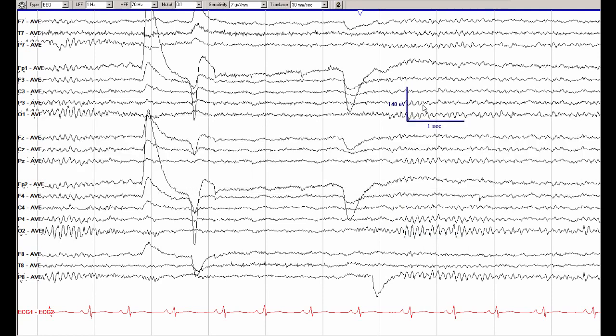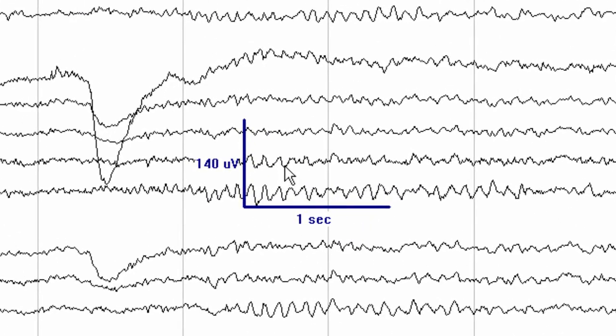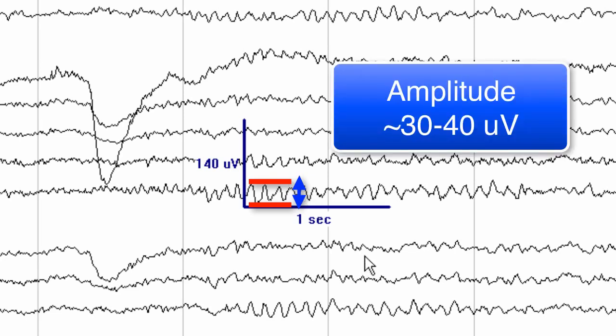Next we will look at the symmetry of the alpha rhythm. To do this, we have to shift our scale legend to the left hemisphere and measure the amplitude of the alpha rhythm on the left. Here I have put the scale legend adjacent to O1. You can see that if we measure the amplitude from the lowest to highest point on the waveform, it takes up approximately 1/4 of the scale legend. Therefore, the amplitude is approximately 30 to 40 microvolts.